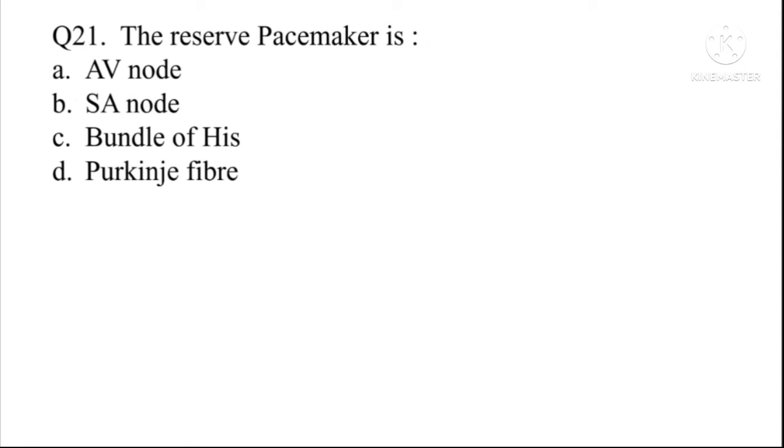Next question is, the reserve pacemaker is, options are option A, AV node, option B, SA node, option C, bundle of His, option D is Purkinje fiber. Its correct answer is option A, AV node. Okay, AV node is the reserve pacemaker, whereas SA node is the natural pacemaker of heart.